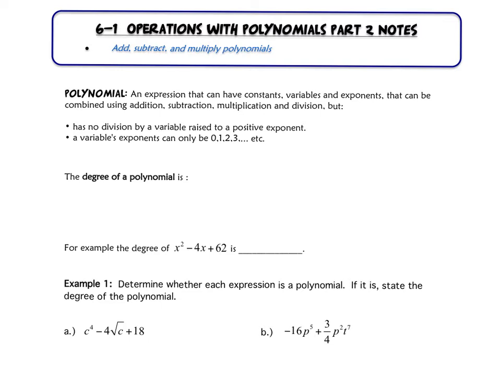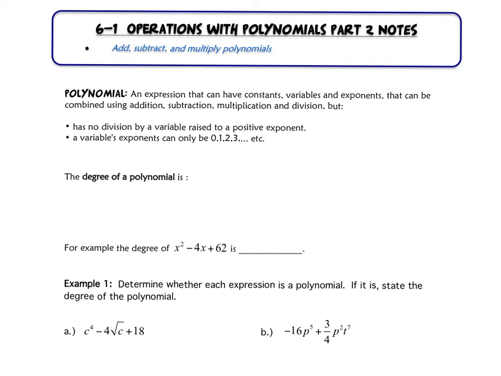It's an expression that can have constants, variables, and exponents that can be combined using addition, subtraction, multiplication, and division, but there's no division by a variable, and a variable's exponents can only be 0, 1, 2, 3, so only positive numbers. So we don't have any division by a variable, and we don't have any negative exponents. Along with polynomials, we need to be able to identify the degree of a polynomial.